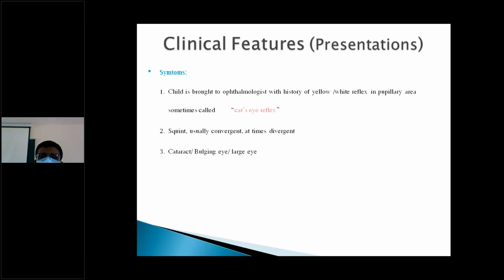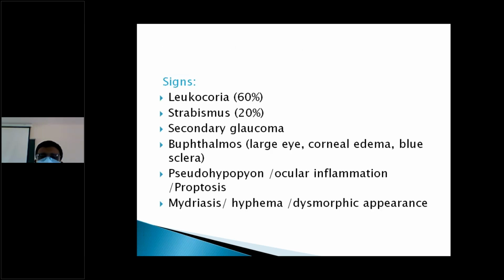Sometimes it presents as proptosis. These are the various types of presentation, but the most common is leukocoria, or whitish reflex in the pupillary area. That is called cat's eye reflex. Squint is usually convergent, at times divergent. Sometimes it can present as proptosis or megalocornea. Leukocoria is the most common presentation: 60% of the cases will present as leukocoria, and 20% of the cases present as strabismus.